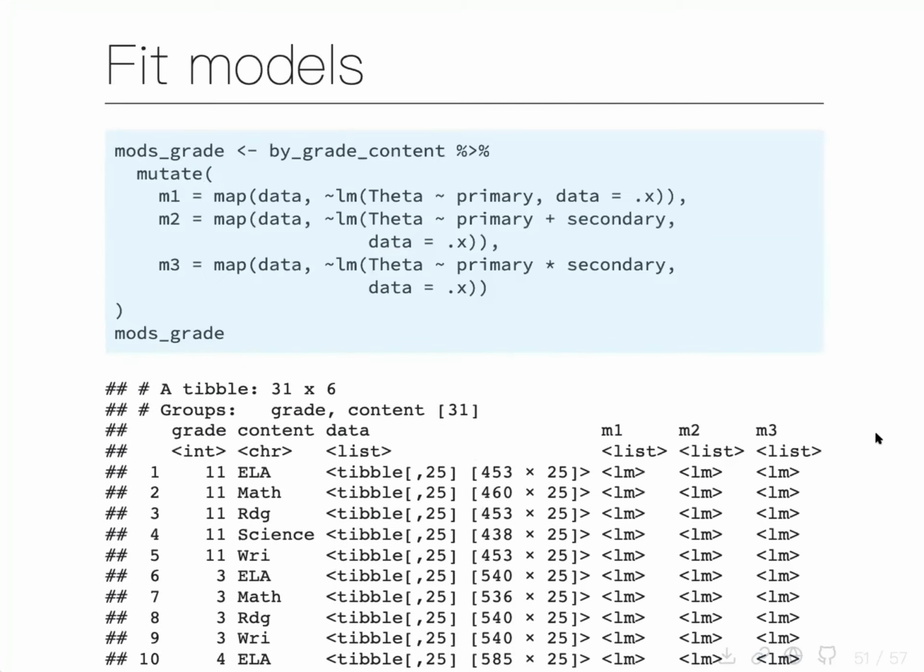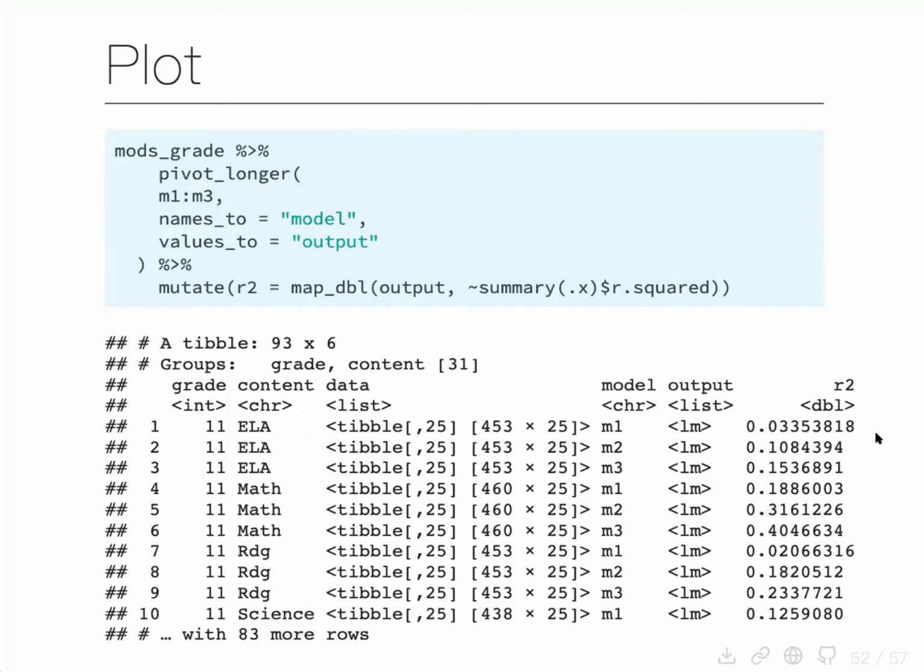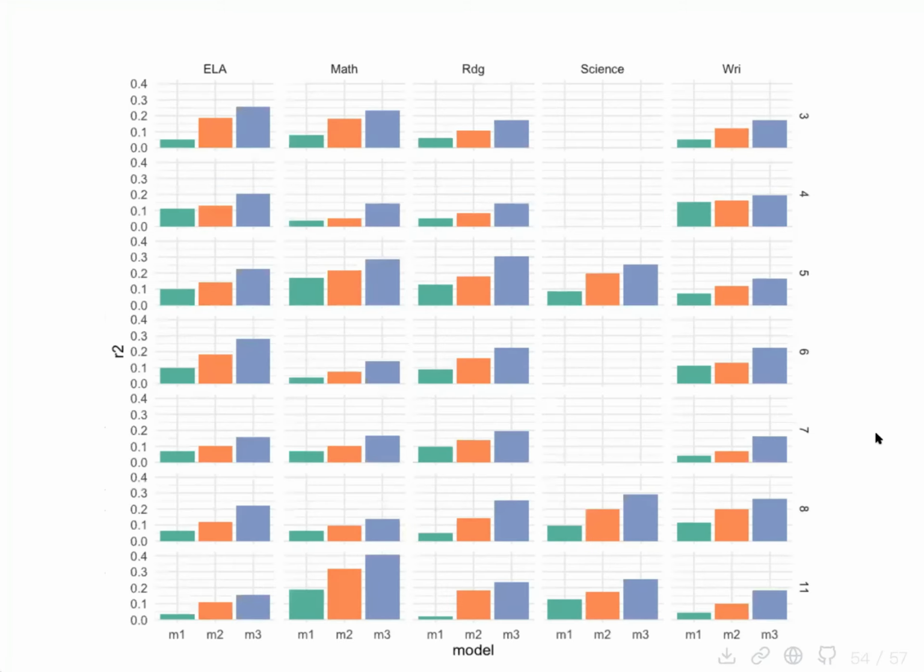Okay, we fit our models, we look at our R square, and then we plot, and it now looks like this. So I changed the plotting code slightly so that it would use facet grid by grade as well as content area.